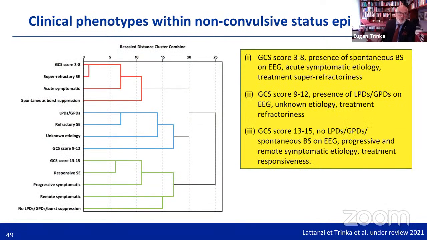Here, 3 clusters come out. One with the GCS 3 to 8, which is the lowest group. They are super refractory, acute symptomatic, and spontaneous burst suppression. Treatment probably has no influence here. My last slide will refer to that. LPDs, refractory status, unknown etiology, and GCS score of 9 to 12, so it's the intermediate group. And the 3rd group is good level of consciousness, 13 to 15, responsive to treatment, progressive symptomatic, remote symptomatic, and no LPDs, GPDs, or burst suppression.